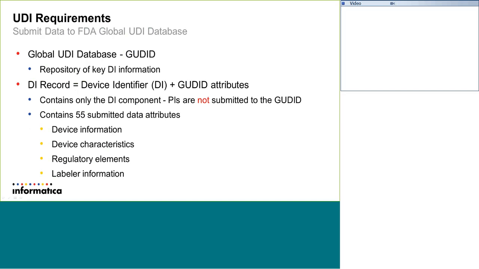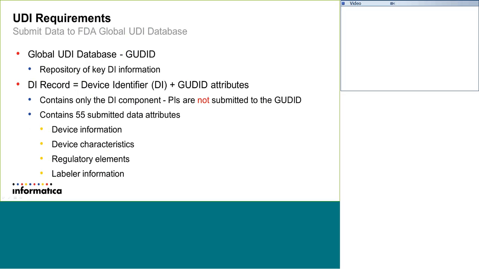So what is the Global UDI Database? The Global UDI Database, whose official name is GUDID, is a publicly searchable database administered by the FDA, which is designed to serve as a reference catalog for every device with an identifier. Under the UDI requirement, the labeler of each medical device that is labeled with a UDI must submit information concerning the device to the GUDID.